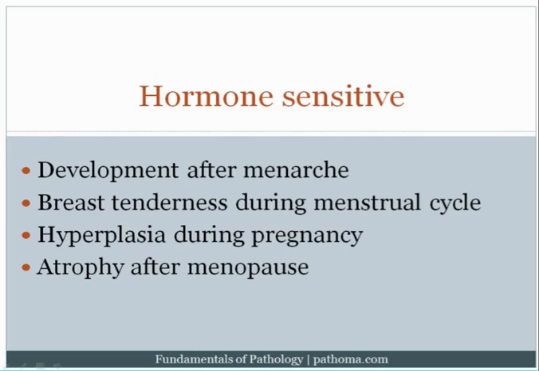For example, when you look at a boy or a girl, they both have minimal breast tissue underneath the subareolar region. However, once a girl goes through puberty and begins to produce estrogen and progesterone, then there's going to be significant development of the breast after menarche. The lobules are going to begin to develop, and the breast will begin to expand.